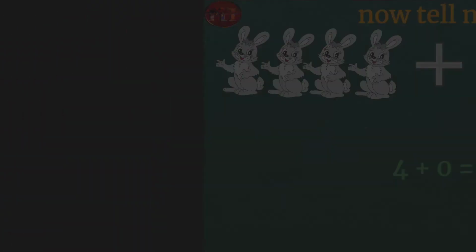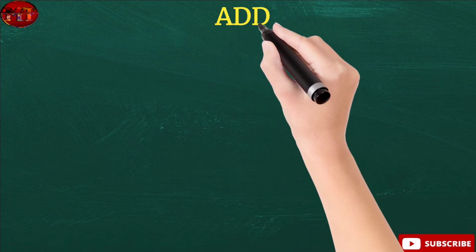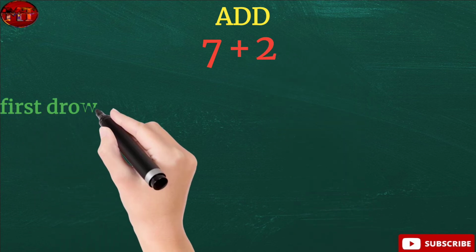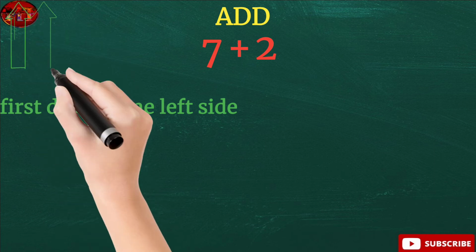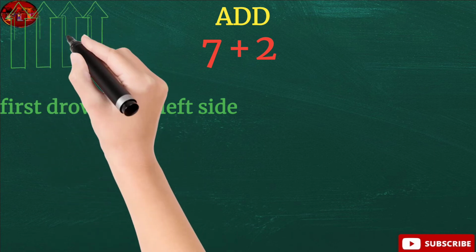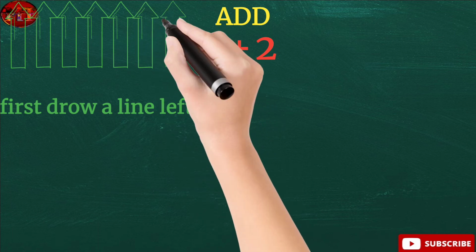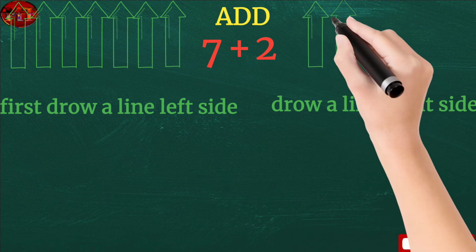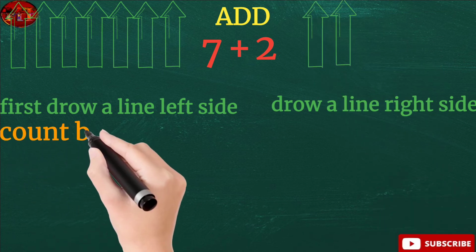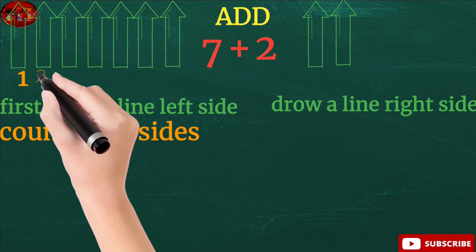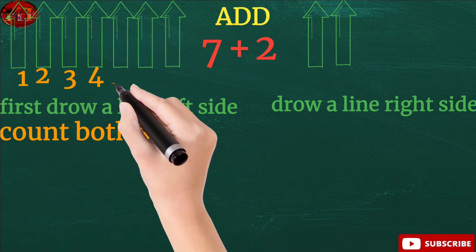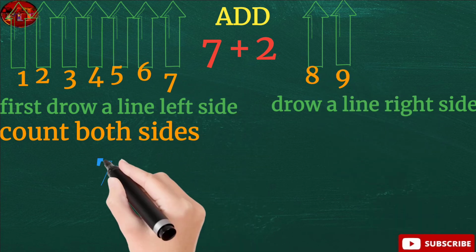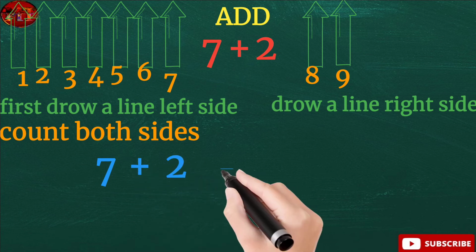Now we add. 7 plus 2. First we draw a line. Left side: 1, 2, 3, 4, 5, 6, 7. Now draw a line right side: 1, 2. Count both sides: 1, 2, 3, 4, 5, 6, 7, 8, 9. So, 7 plus 2 is equal to 9.